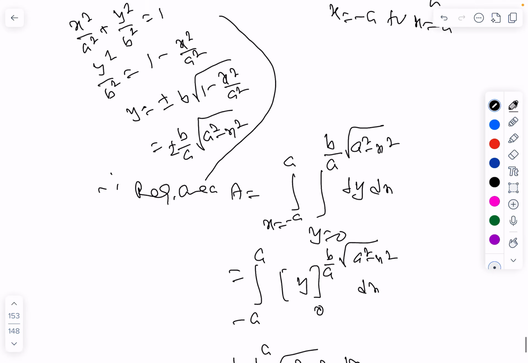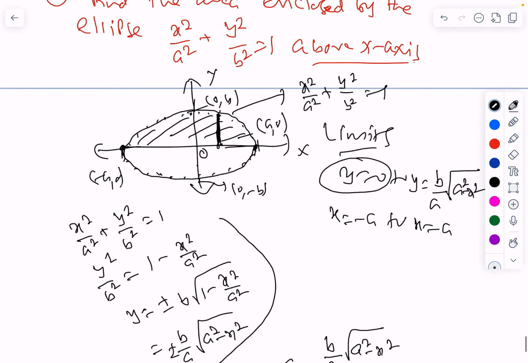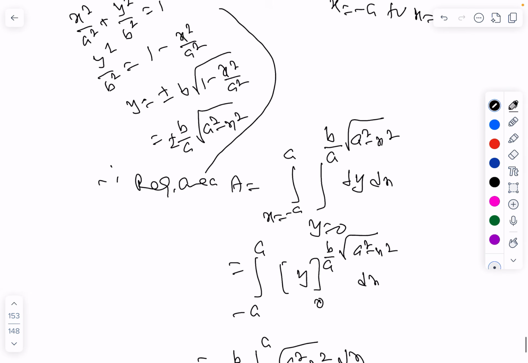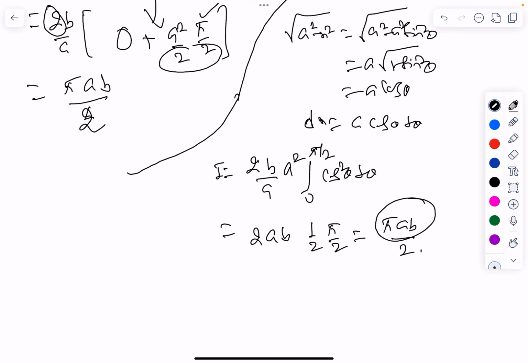If you are given the whole of the ellipse, then this limit becomes y from minus to plus. And in all that case, it will remain 2 times because even function, and you will get the answer as pi ab. Okay, thank you.